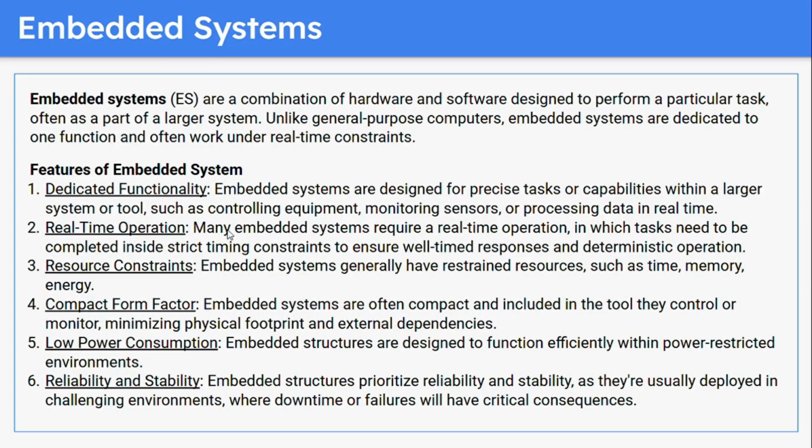An embedded system has real-time operation, so it must be completed inside strict timing constraints to ensure well-timed responses and deterministic operation. An embedded system must consume low power because it is designed to function efficiently within power-restricted environments. An embedded system is known for stability and reliability. As you know, they are deployed in environments where failures are not acceptable as they can have catastrophic impact.